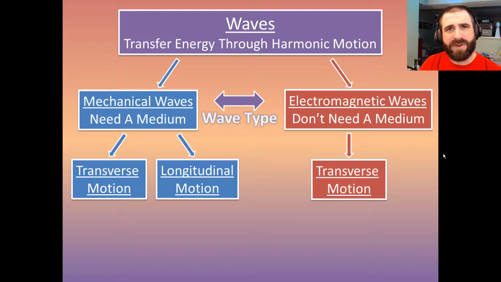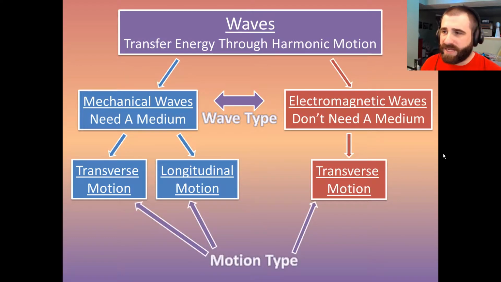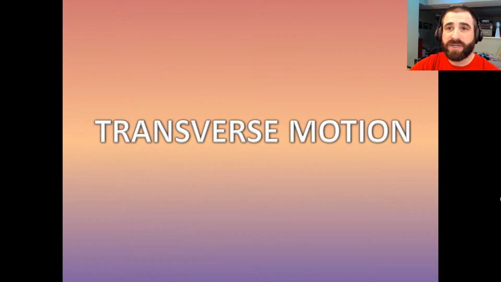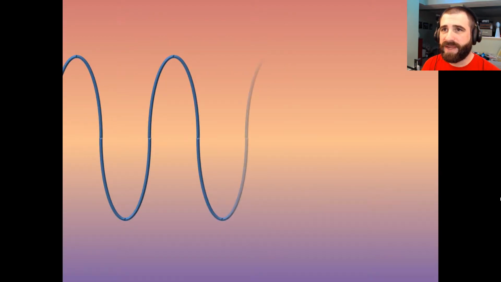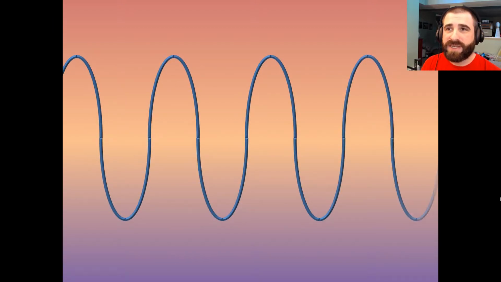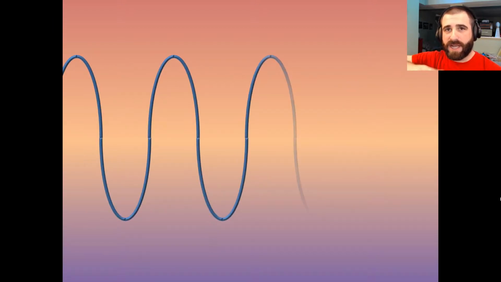But again, the big thing I want to clarify here is that these are types of waves, mechanical waves, electromagnetic waves, and these are types of motions, transverse and longitudinal. So we'll start off with the one that, when you think of a wave, is probably what you think of most, and that is transverse motion. And transverse motion kind of looks like this. All right, so it'll go back and forth like that as the energy goes across the screen here. So the oscillation is up and down.